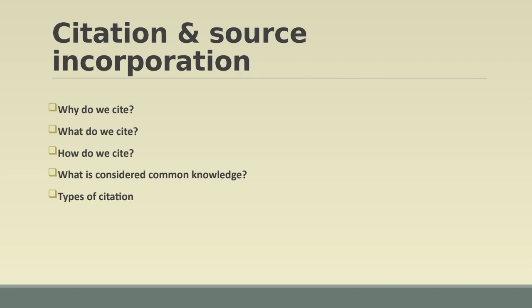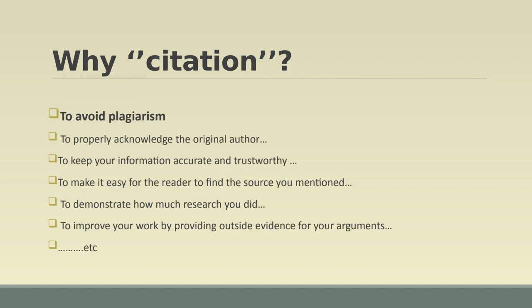So when answering the question why citation, we could say the basic reason to cite is to avoid plagiarism. This is number one. Okay? So you should give a proper credit to the original author. You should keep your information accurate and trustworthy. Make it easy for the reader to find the source you mentioned.